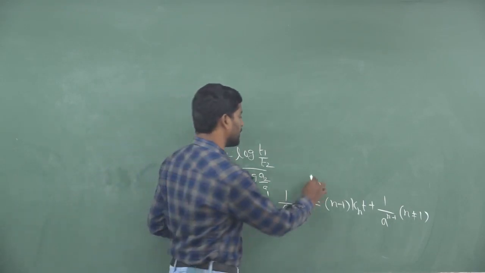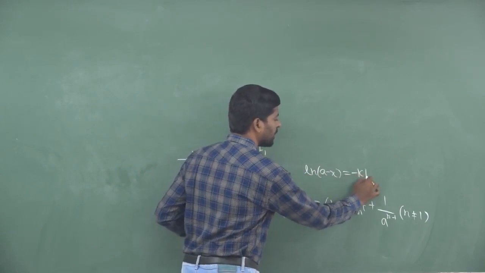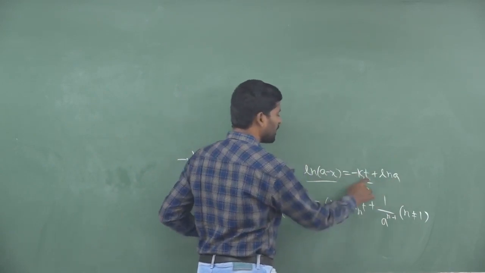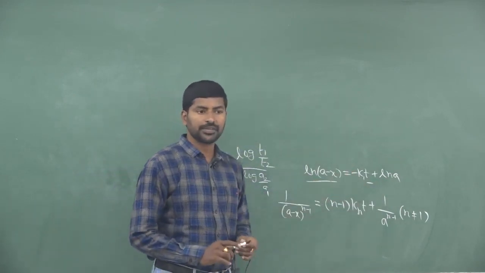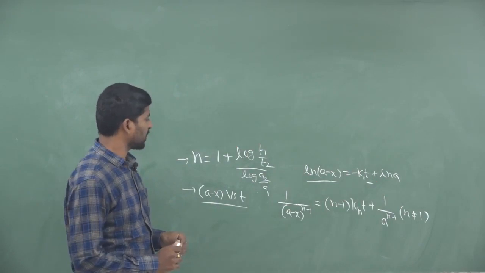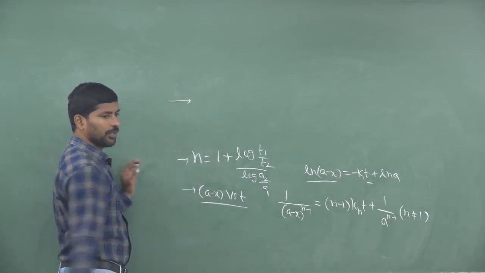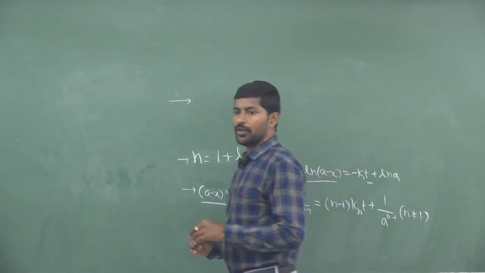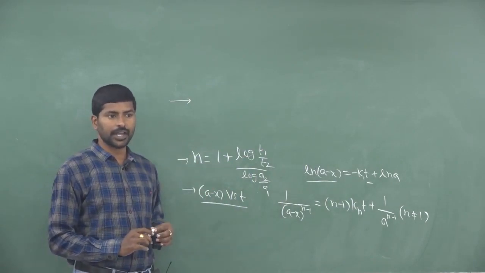In the case of a first order reaction, we follow this one: ln(a−x) = −k1t + ln a. So ln(a−x) versus t, if you are getting a straight line, that corresponds to a first order reaction. This is the graphical method. Fourth one, the differential method. In that we use the differential form of the rate equation. We calculate the rate of reaction at different concentrations of reactant.